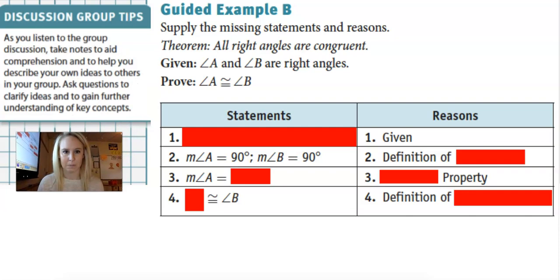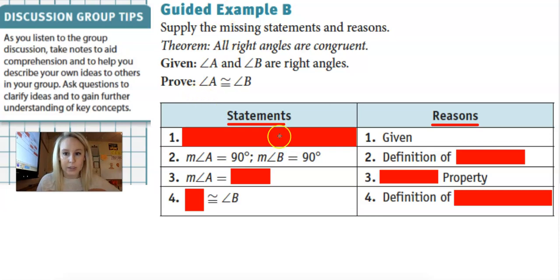Here's another example. All right, supply the missing statements and reasons. Theorem, all right angles are congruent. Okay, so we would assume that if they're right, they're going to be the same measurement, but let's prove it. Okay, so notice we had justifications in our previous lesson, but now they're going to be called statements and reasons at the top. So remember, statements are the mathy stuff, reasons are your words, definitions, etc.